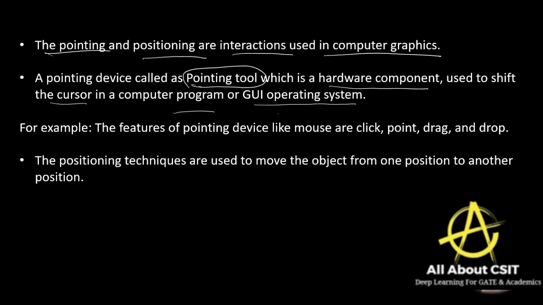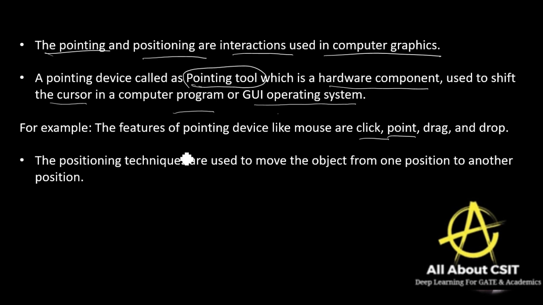So there we are trying to write the program, and with the help of that program the cursor is navigated. For example, if you take the mouse, what is the mouse doing? You can click the mouse, you can point the mouse, and you can drag and drop also. These are all the features that a pointing device can do.